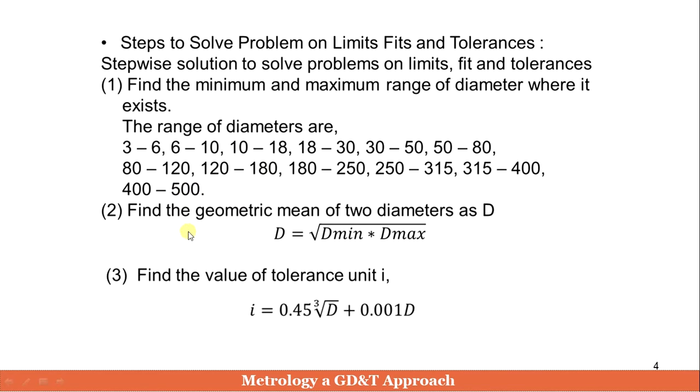The second step, after getting the range of diameter, is finding the geometric mean. The formula should be remembered: D equals the square root of D minimum times D maximum. Suppose we consider the 180 to 250 zone of diameter: 180 will be D minimum, multiplied by D maximum, 250. The next step is to find the tolerance unit i, which equals 0.45 cube root D plus 0.001 D. This value is in microns.